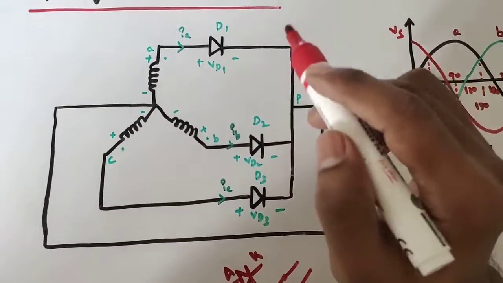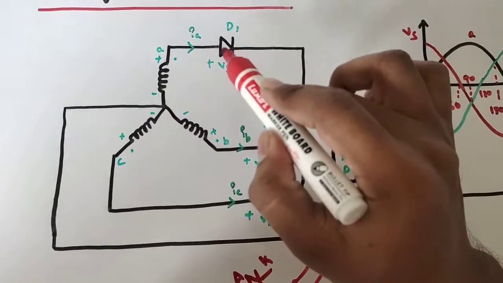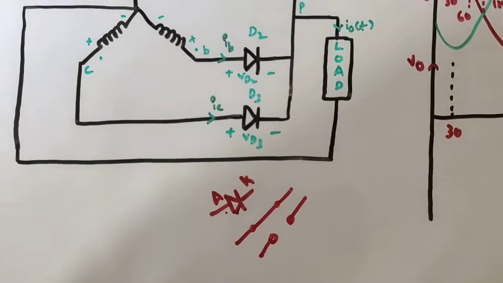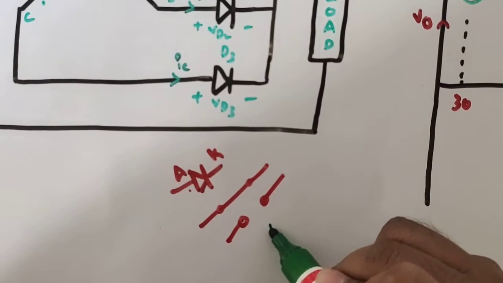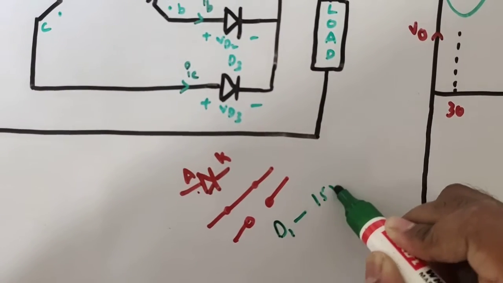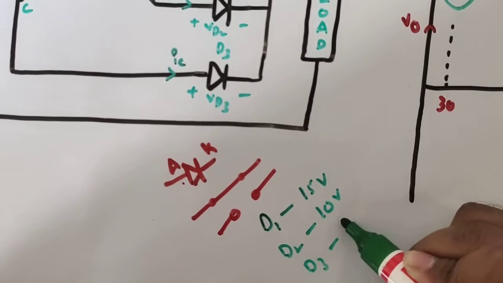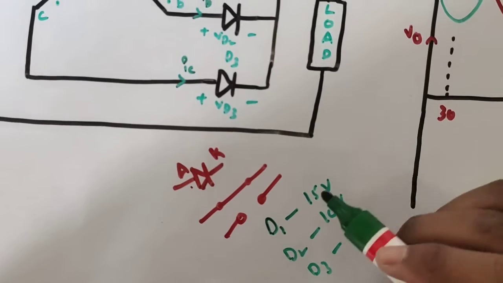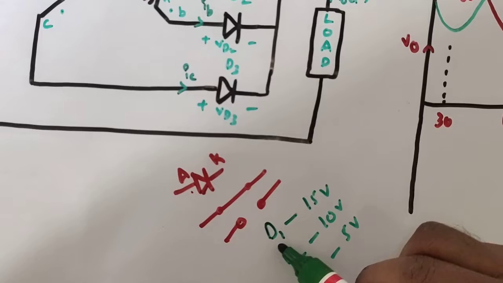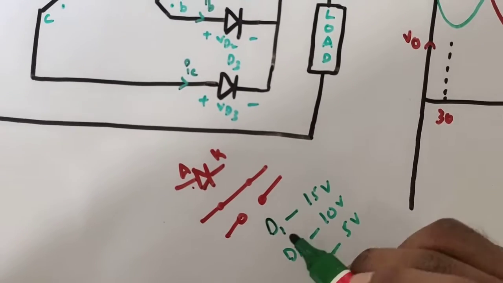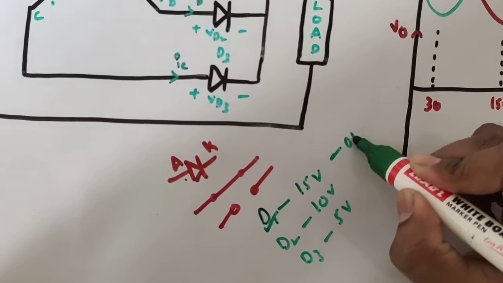For example, if it is 15 volts here, let me change the pen, wait for a while. Let the D1 anode potential be 15 volts, the D2 potential be 10 volts, and the D3 potential be 5 volts. Let me suppose, right? As the D1 anode potential is very high compared to the other two, D1 will be on, right? D1 will get on.